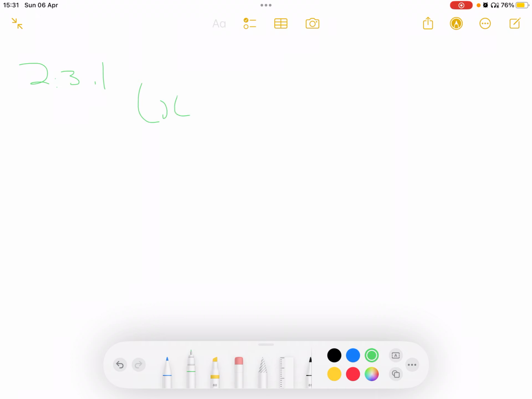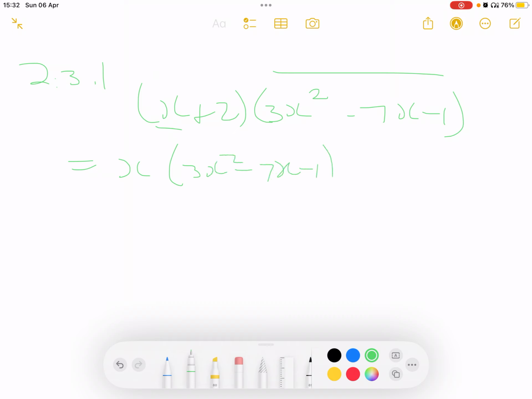We have x plus 2, open bracket, so it's binomial to trinomial, 3x squared minus 7x minus 1. So the first thing here to do is take one of these and write it next to this one where they are multiplying. So x multiplied by 3x squared minus 7x minus 1, and then plus 2 multiplied by 3x squared minus 7x minus 1. Now we can apply the distributive law.